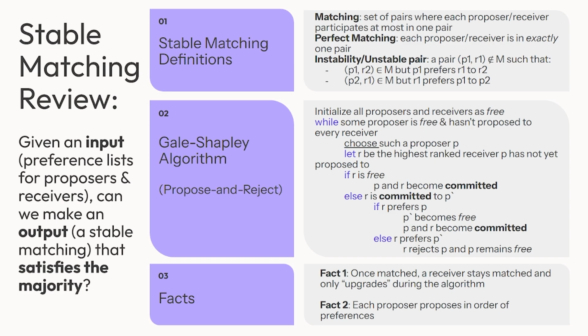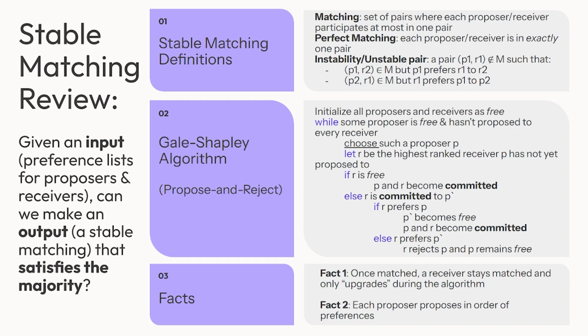and that's what makes it unstable. So one algorithm that we learned is the Gale-Shapley algorithm. The main idea here is that we first initialize all proposers and receivers as free, and then we have a while loop to go through each one. So while some proposer is free and hasn't proposed to every receiver yet, we first choose one of those proposers, and then we let R be the highest ranked receiver P has not yet proposed to.